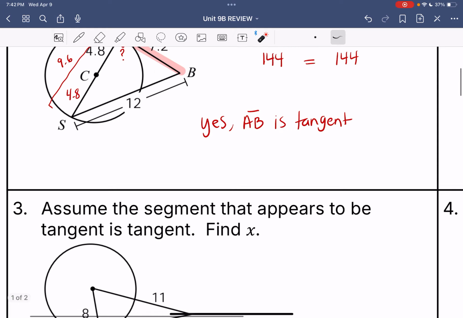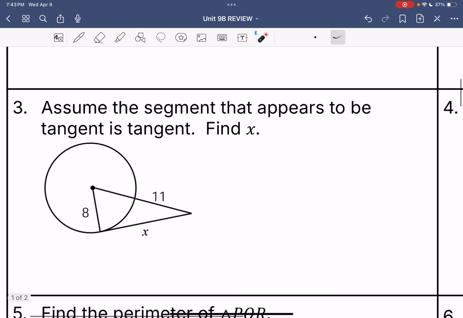Okay, let's move on to number 3. So it says, assume the segment that appears to be tangent is tangent. Find x. So this time there's no if. We know for sure that the piece that looks like it's tangent, so the piece that's touching the circle, it is for sure tangent. So that means that this angle is for sure a right angle. So we can use the Pythagorean theorem again to fill this in.